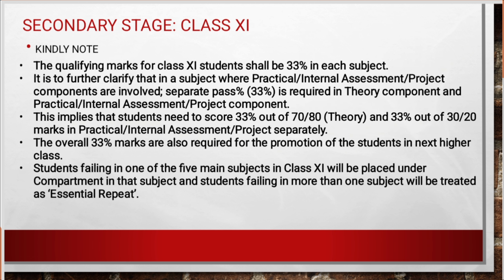Now let's see the passing criteria for class 11. For class 11, the passing criteria is again the same, 33% in each subject, but here some twist is there. They need to pass the theory exam and practical exam separately, meaning 33% out of 70 or 80 as well as 33% out of 20 or 30. So overall 33% they should get.